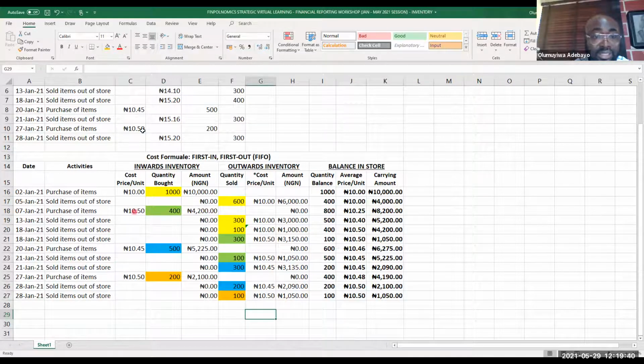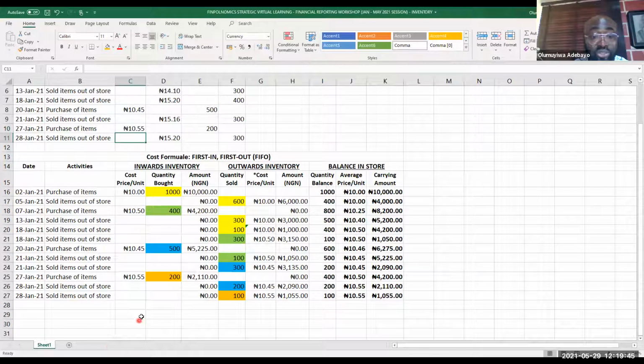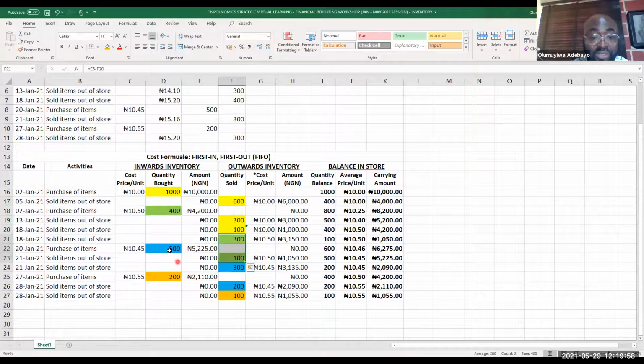At the end of the day, okay, let me even change this to 10.55 kobo so that I can show different rates. Okay, at the end of the day, we've ensured that if we have not exhausted batch of yellow, we can't go into batch of green. If you have not exhausted batch of green, we can't go into batch of blue. If you have not exhausted batch of blue, we can't go into batch of orange. And that is what it means, which means at the end of the day, this is our inventory value. Now, if this is at the end of our period, this will be our inventory value as at the end of the period.